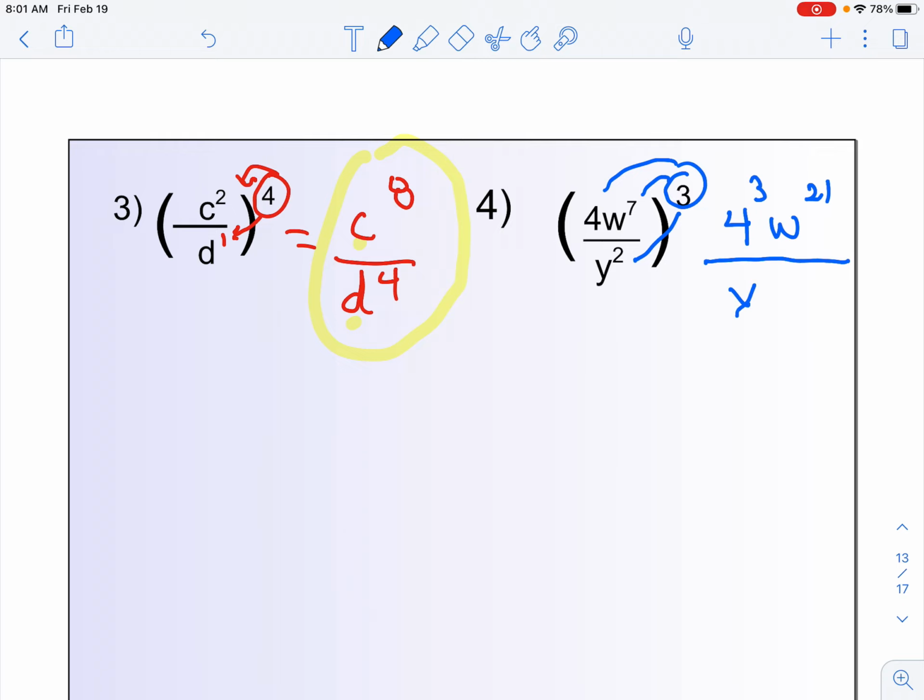And then the bottom, the denominator, would be y to the 2nd raised to the 3rd power, so multiply to get 6. I have no common letters right here to reduce, but I can simplify 4 to the 3rd, which is 4 times 4 is 16, times 4 more is 64. So we get 64 w to the 21st over y to the 6th power. Oh, that should be the 6th power, sorry.